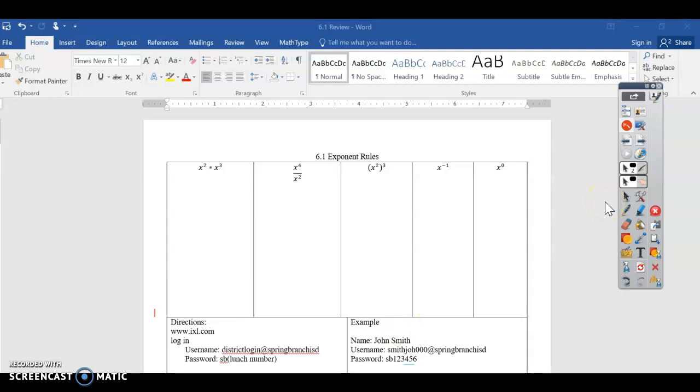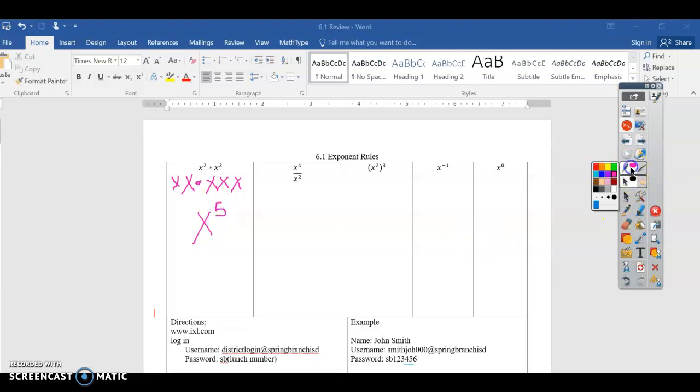Today we are going to review exponent rules or exponent properties. So this is topic 6.1. First we have x squared times x to the third. x squared is just x times x. x to the third is x times x times x. So in total, how many x's are we multiplying together? 1, 2, 3, 4, 5. So that's x to the fifth.